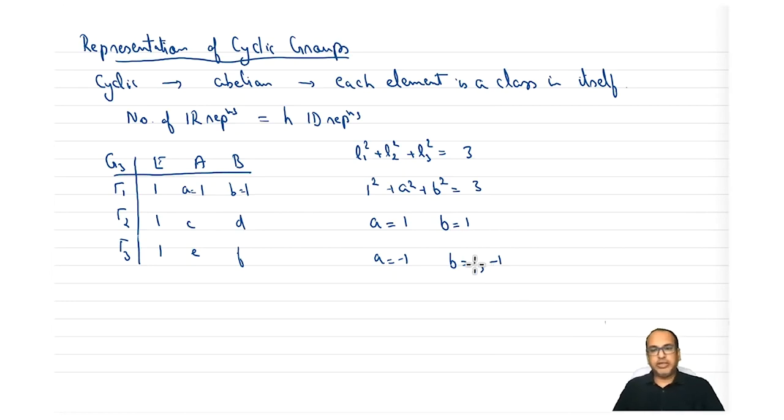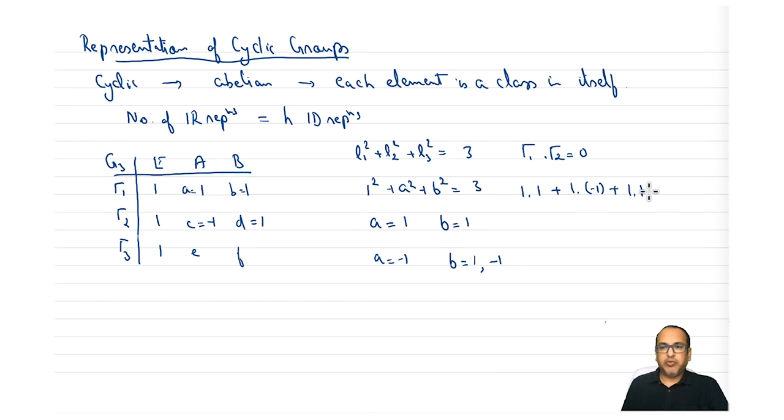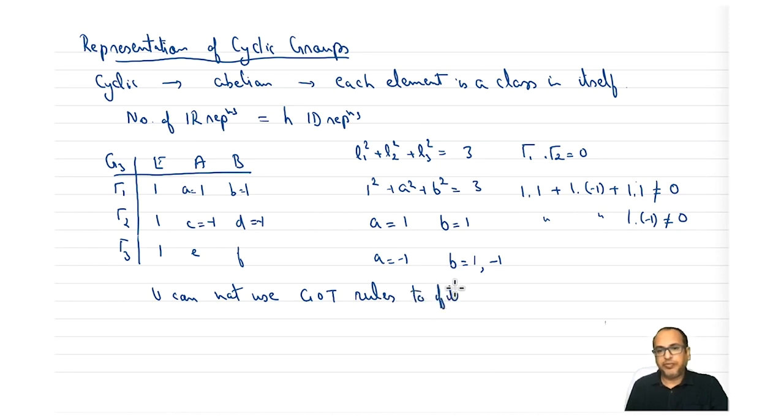Okay, so if this is 1 or minus 1, or A is equal to minus 1, can we really put that in here? So let's try to put in minus 1 here and plus 1 here. If we now try the orthogonality condition, that is tau 1 dot tau 2 equals 0, do we get a 0? So let's see, 1 into 1 plus 1 into minus 1 plus 1 into 1. So this is not equal to 0. If we try to keep D equal to negative 1, we will get a negative here, and that will also not be equal to 0, right? This will be the same. So that means none of these solutions would work for the orthogonality condition. So that tells you that you cannot use the GOT rules to fill a cyclic group.